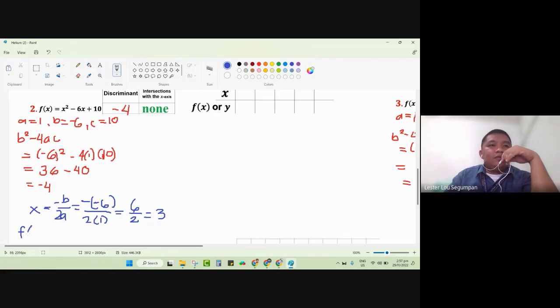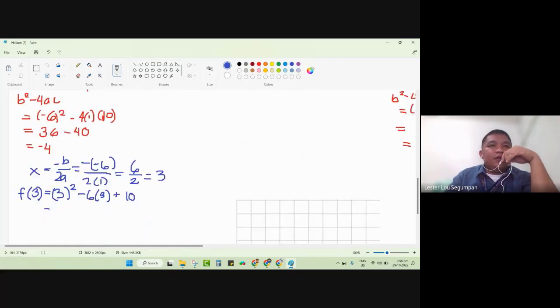Substituting that to come up with our correct vertex to the given, this is a trinomial, so you need to be careful with substitution. Always use parentheses if it's possible. Minus 6 times 3 plus 10. 3 squared is 9 minus 18 here and plus 10. That's 19 minus 18. You will get a value of 1. So the vertex is located at 3 and 1.